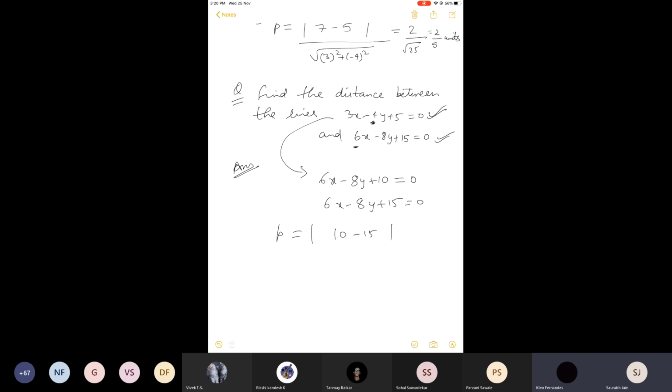So once you make the coefficients of x and y the same, in place of c1 it is 10, in place of c2 it is 15, and the denominator is 6 square plus minus 8 square. So the numerator will be 5 and the denominator will be under root of 100, that is 10. So the correct answer is 1/2 units. Any other answer apart from this is wrong, because you have not considered that the coefficients must be the same, only then can you apply this formula.